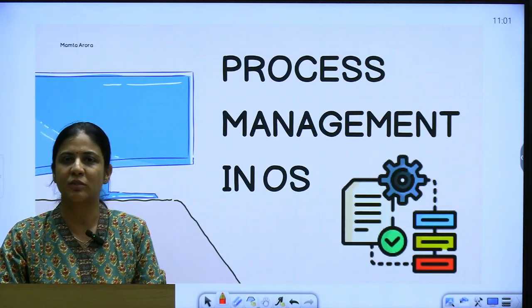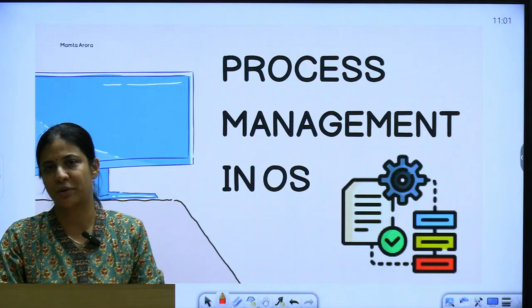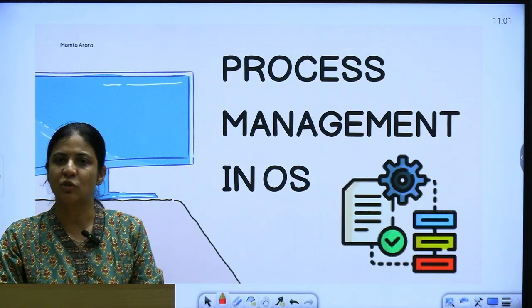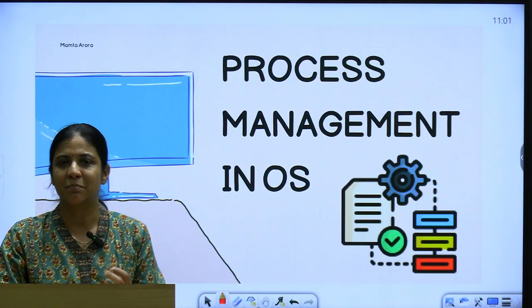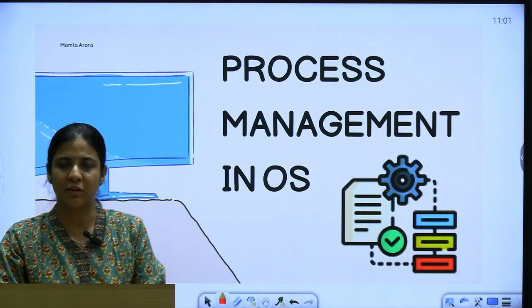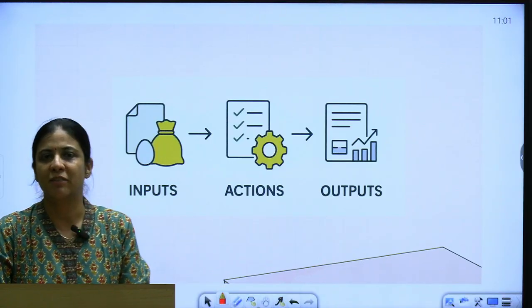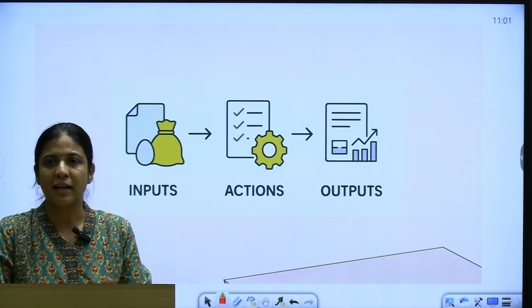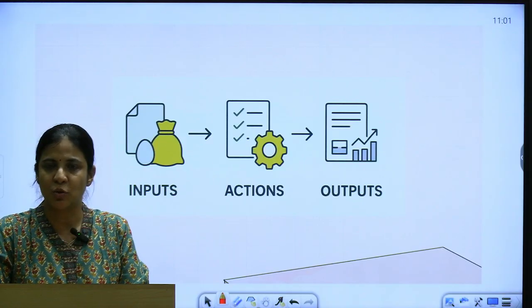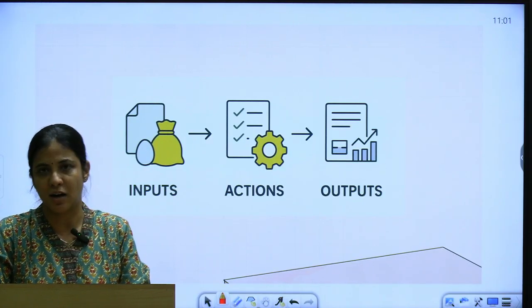Today we are going to discuss process management in operating systems. Whenever we talk about a computer system, there are three basic functions that always happen. First, we give some input to the system. That input gets processed by the CPU, and after that we get the output.